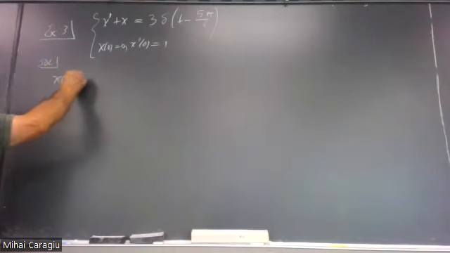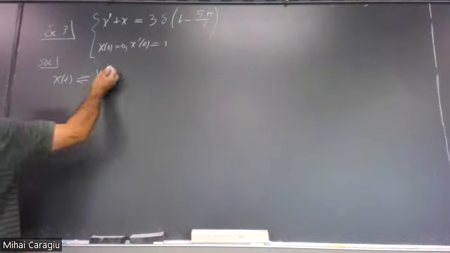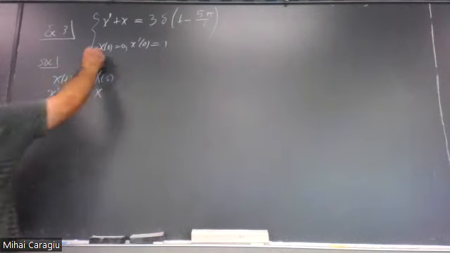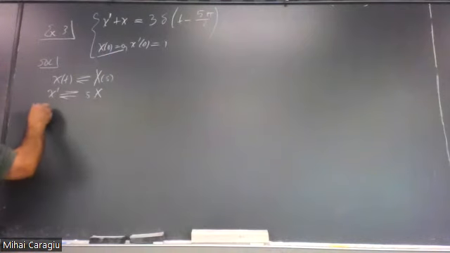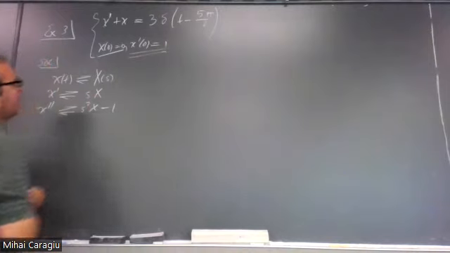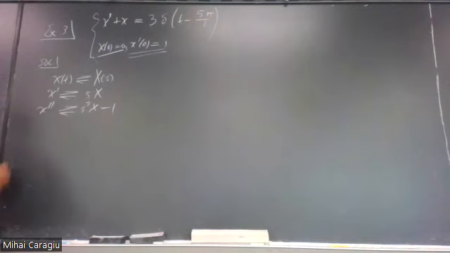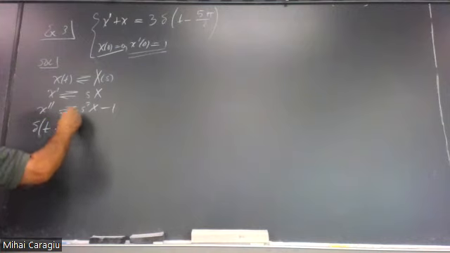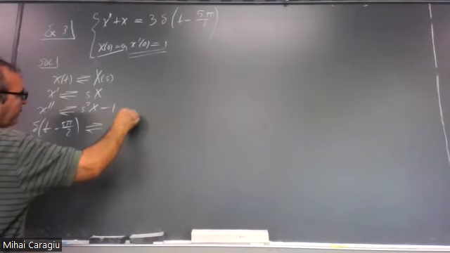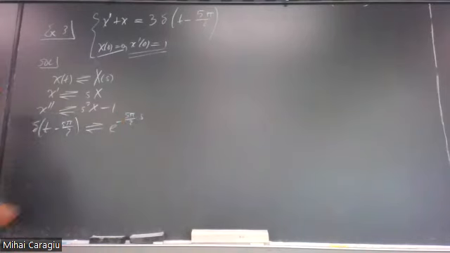As always, here's the dictionary. Small x of t transforms into big X of s. Small x prime into s big X because of the first initial condition. Small x second into s squared X minus 1 because of the second initial condition. And delta of t minus 5 pi over 2, with the shock applied to the system at 5 pi over 2, transforms into e to the power minus 5 pi over 2 s. Okay, this is a dictionary which you use to convert the differential equation to an algebraic equation.